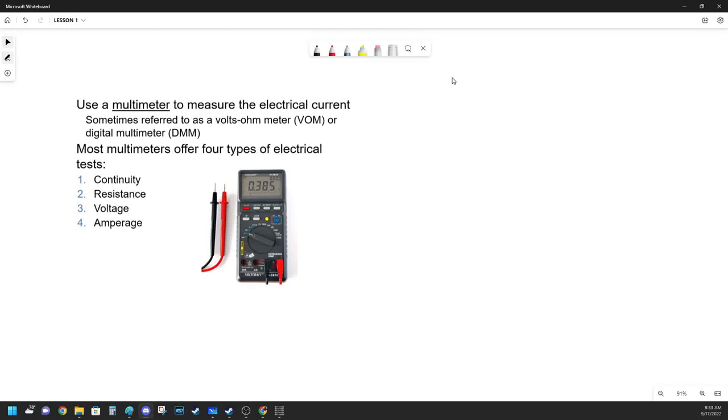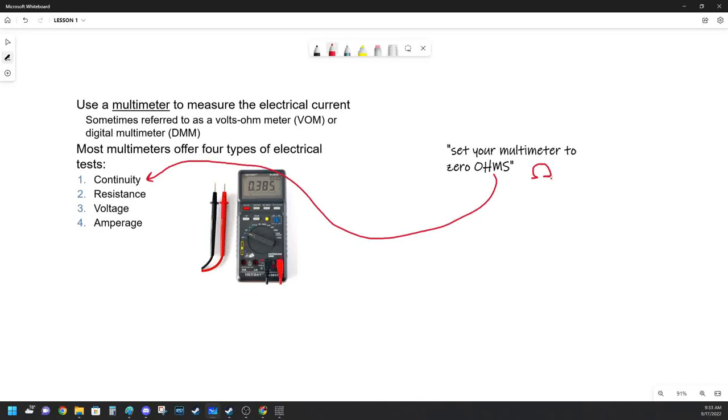Now, the exam questions, the verbiage gets a little bit weird here. So I would go ahead and define continuity as being able to test to see if the circuit is complete. But in order to do that, you set your multimeter to 0 ohms. For those of you not aware, an ohm is a measurement of resistance. So impedance and resistance are measured in ohms, which is this fancy little Greek letter, if you've ever seen this. So ohms measure resistance and impedance.